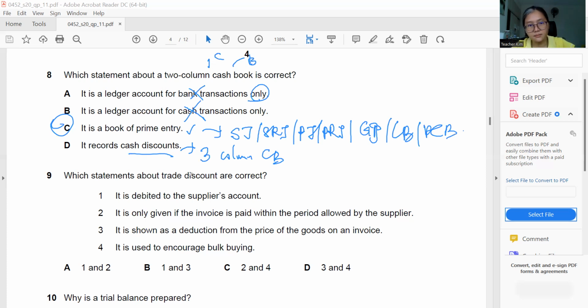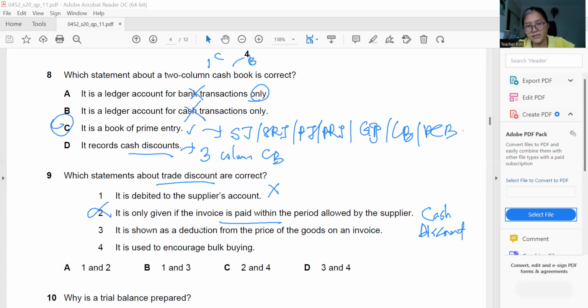Question 9. Which statement about trade discount is correct? Trade discount is to encourage the customer to buy more. Okay, it is debited to the supplier account. No, there is no accounting transaction for the trade discount for the supplier and the buyer. They only record it in the journal. No accounting debit credit for the trade discount. It is only given if the invoice is paid within the period. This refers to the cash discount. So this is not the answer also.